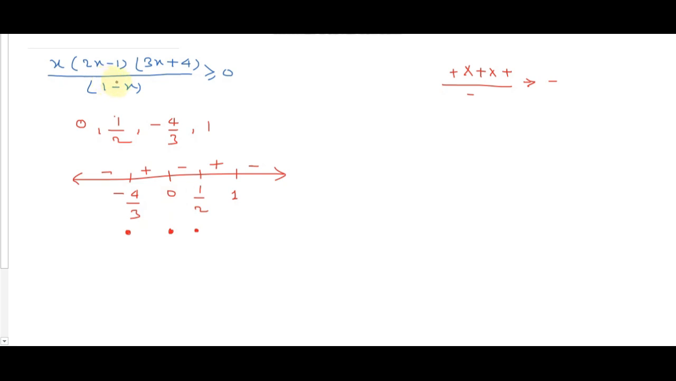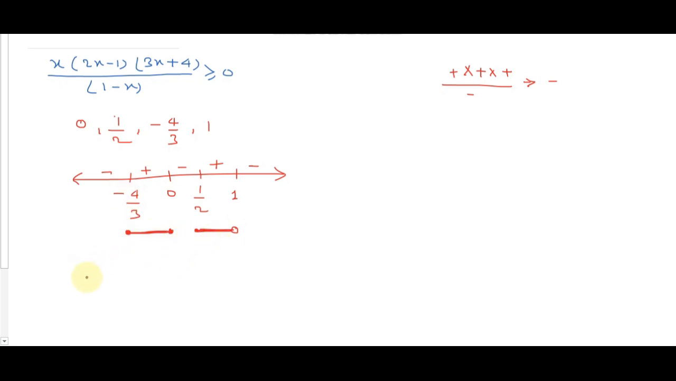Now let's see when this expression is going to be positive for different values of x. It is positive in between minus 4 by 3 and 0, and also in between 1 by 2 and 1. So we have to take such values of x, so we will draw a thick line here, and also here, but we don't need 1, so at 1 we will have an empty circle. Okay, these are required values of x.